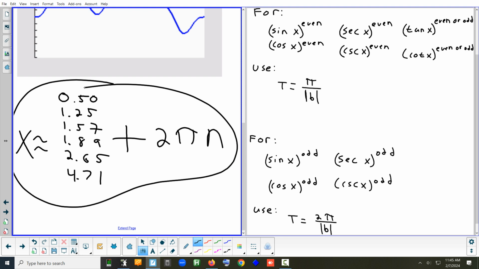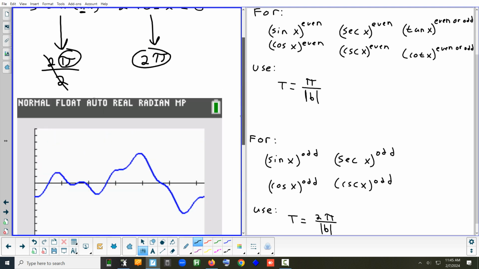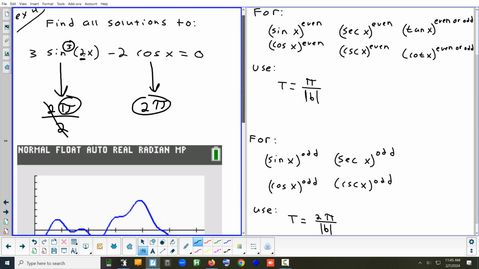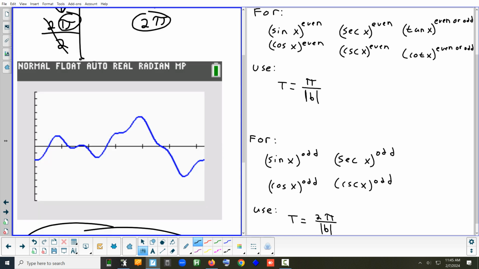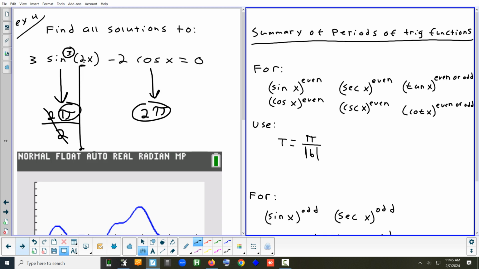Just doing one at a time. Yes? Why did the 2 pi per sine cancel out, and why was it divided by 2 and cancel out? So the formula is 2 pi over b, and in this case, b is a 2. So it's 2 pi over the 2, and the 2's cancel. All right, so we got the summary of the periods. Anybody need that?